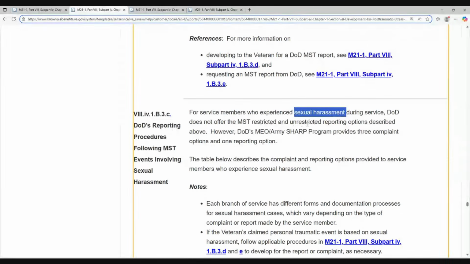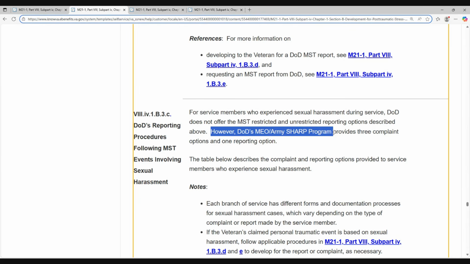Because there wouldn't be a restricted or unrestricted report for sexual harassment itself. Sexual assault is different. So it talks about how to bypass that. Like, where would we find evidence of the sexual harassment? That would be with the SHARP program.